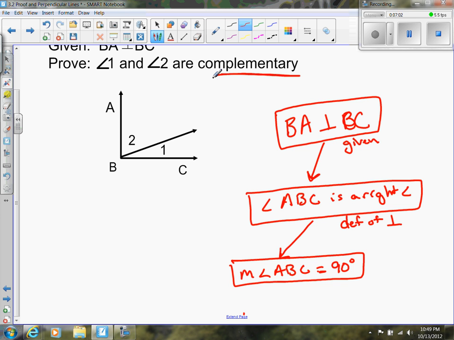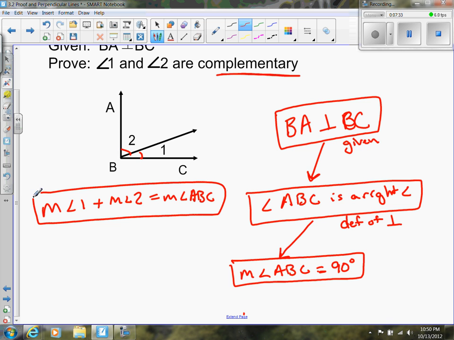So I'm going to start a new idea over here and say, I know the measure of angle 1 plus the measure of angle 2 has to equal the measure of angle ABC. I want to relate angle 1 and angle 2 to this 90 degree angle. Why is angle 1, this angle, plus this angle equal the big angle? What says I can add two angles? That would be the angle addition postulate.